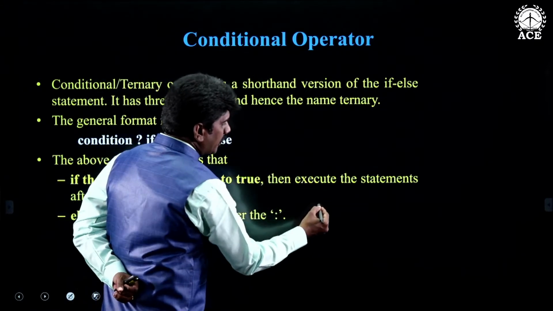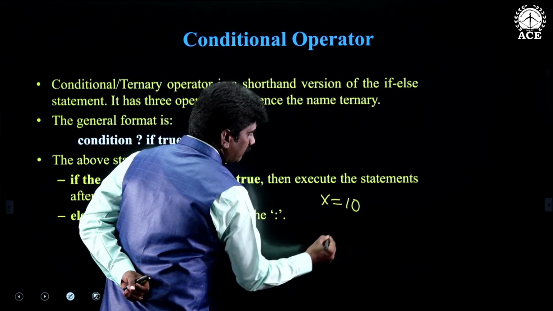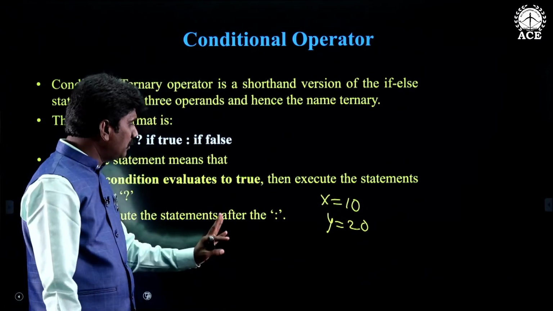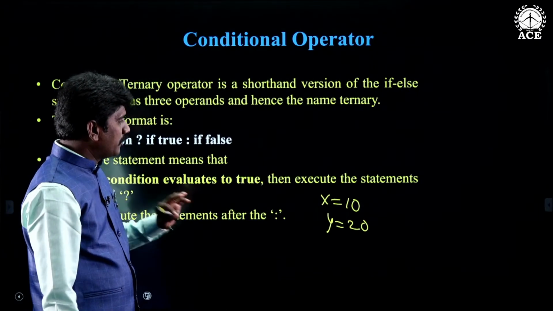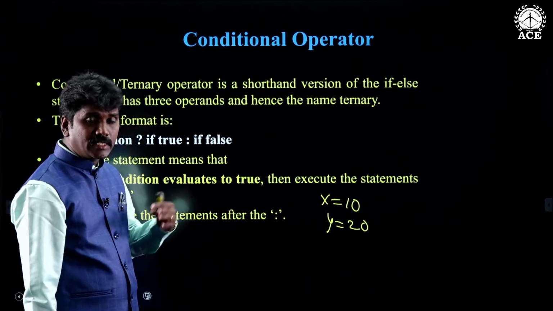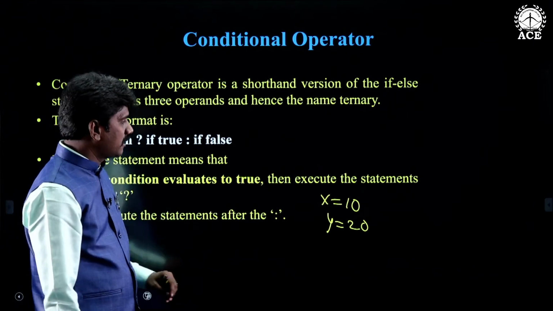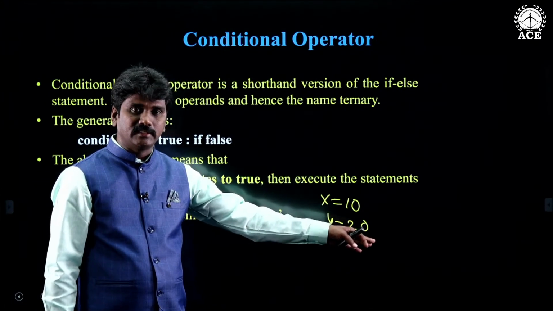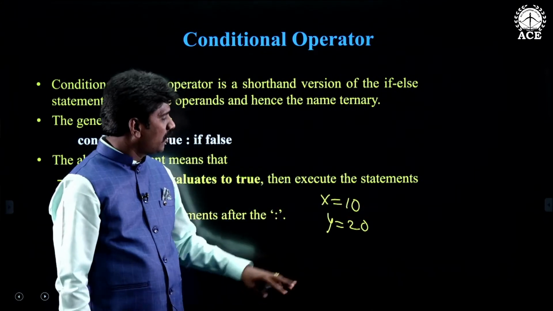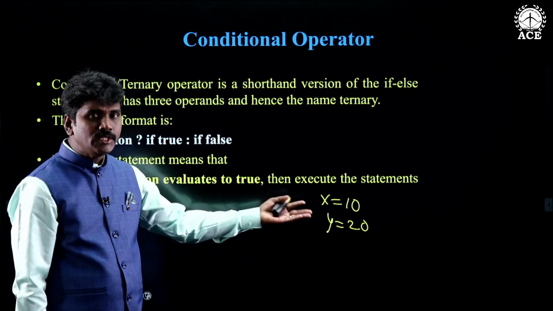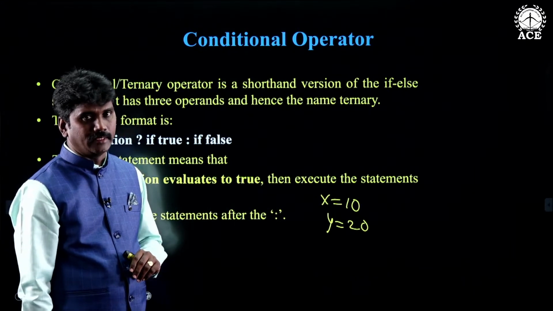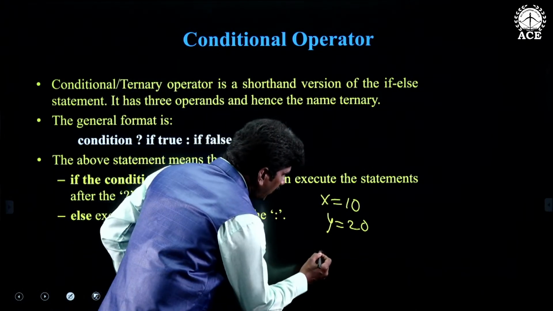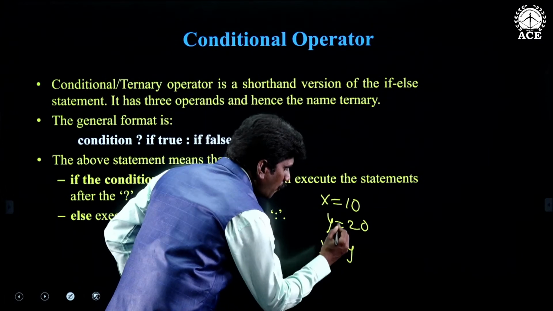Suppose I am having two variables, x is equal to 10 and y is equal to 20. And I would like to check whether x is greater than y or not. In that case, if the condition is true, I would like to print x. Otherwise, I would like to print y. Meaning among x and y, which one is the big? For example, let us find this.